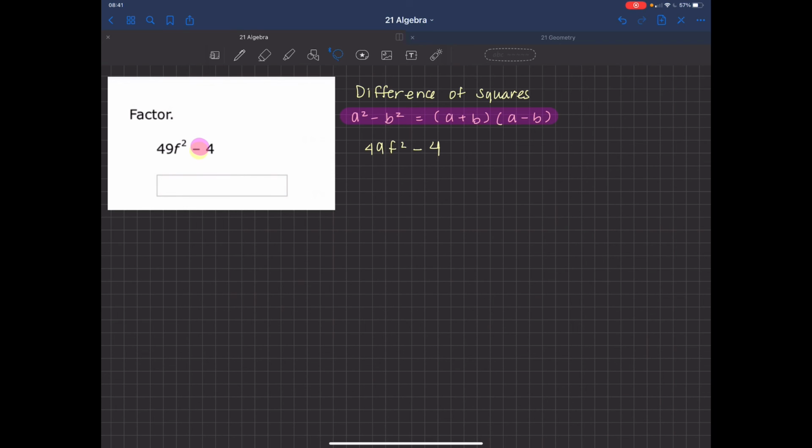So 49f squared minus 4. We're going to create the factors a plus b times a minus b. So we're trying to make a and b. For a, I'm going to say a equals the square root of 49f squared, which equals 7f. And then b is going to be the square root of 4, which equals 2. So I'm going to have 7f plus 2 and then 7f minus 2. And that's my solution.